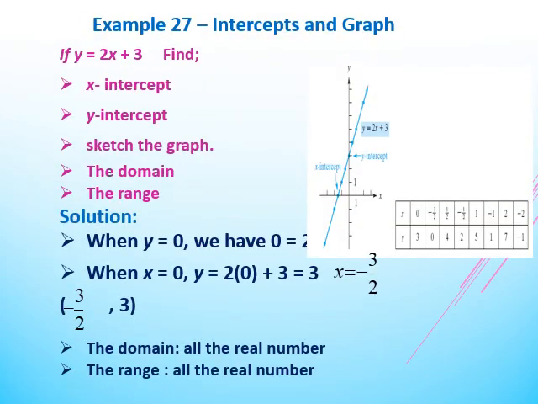Now let's take an example. If you have y equal to 2x plus 3, find the x-intercept by substituting y equal to 0, so the x-intercept will equal negative 3 over 2. And the y-intercept, substituting x equals 0, will be 3. And the domain, because it is a polynomial function, will be all real numbers, and the range is also all real numbers.